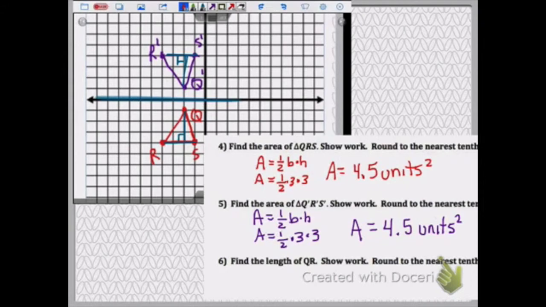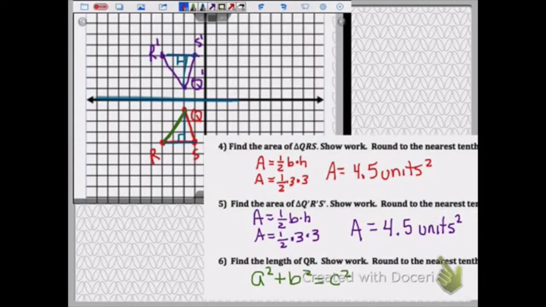Now we're asked to find the length of QR. So if I look at my picture, I'm trying to find the length highlighted in green. That, hopefully you recognize, is the hypotenuse of a right triangle. So this time we're going to use the Pythagorean theorem. So you need to be flexible and ready to use the formulas you've used in the past when it's the right circumstance, and really be problem solving to decide what kind of problem you should be doing to find what you're trying to find.